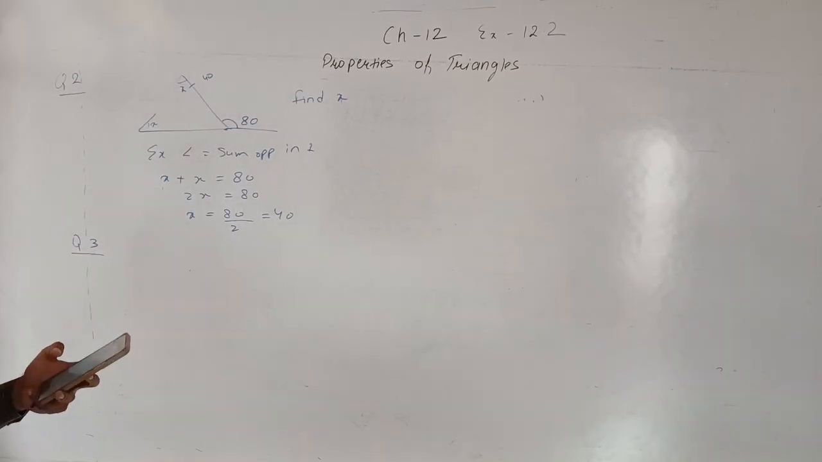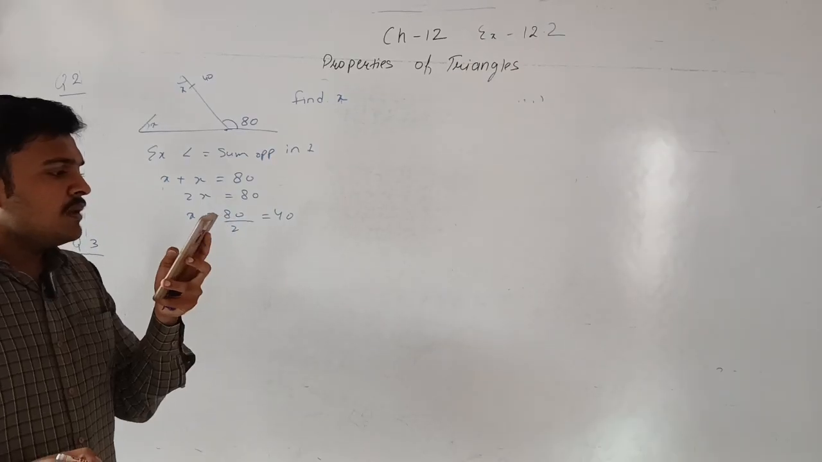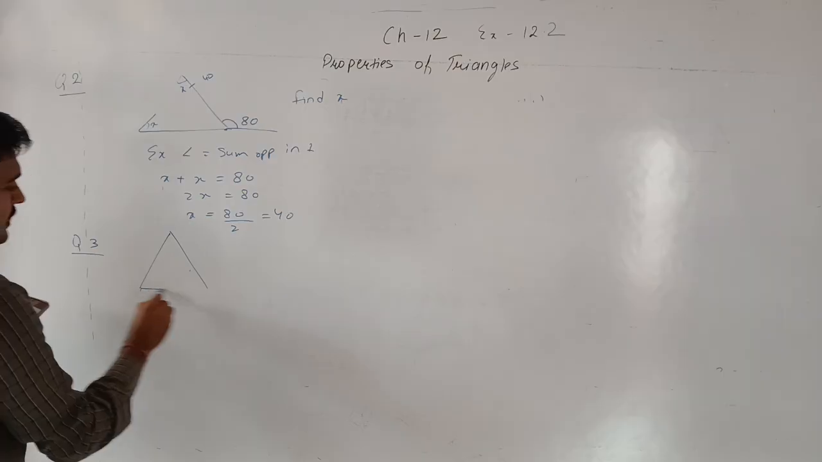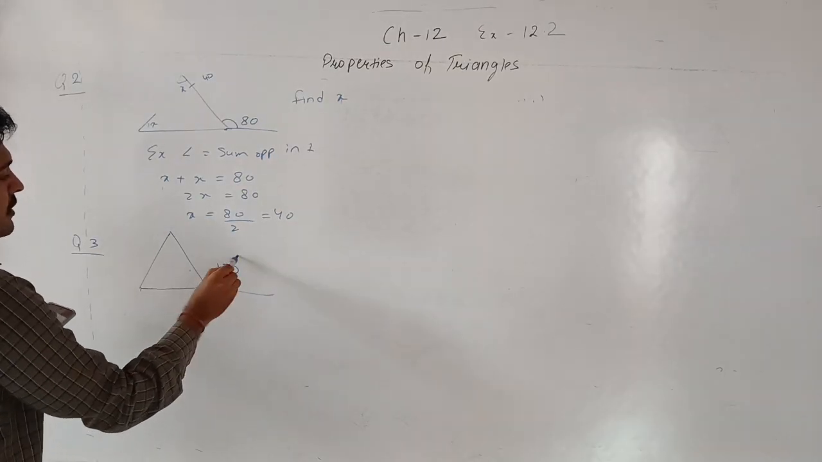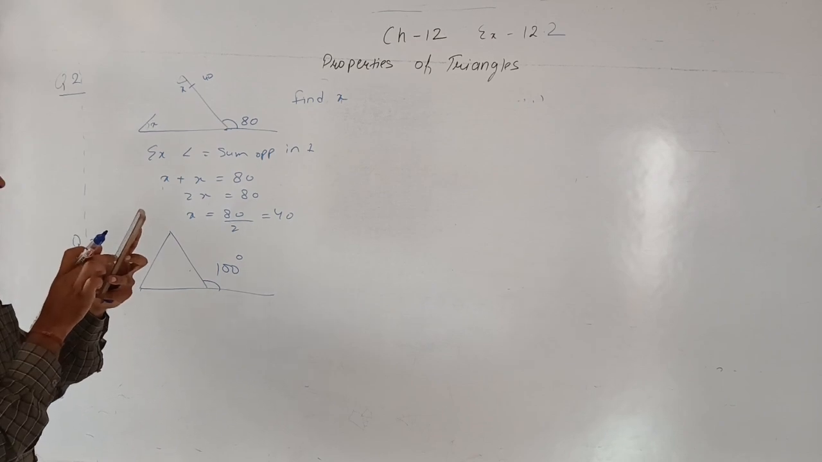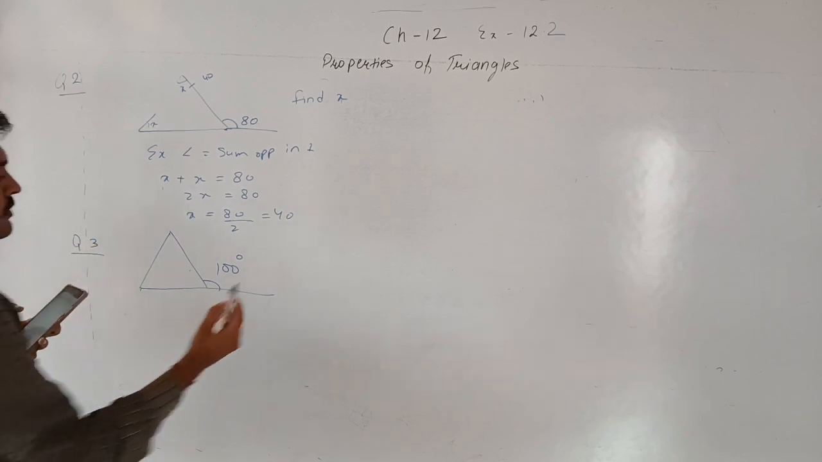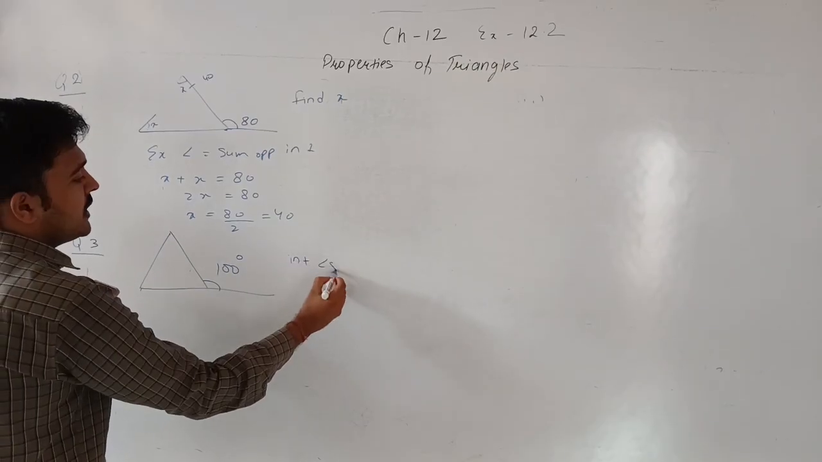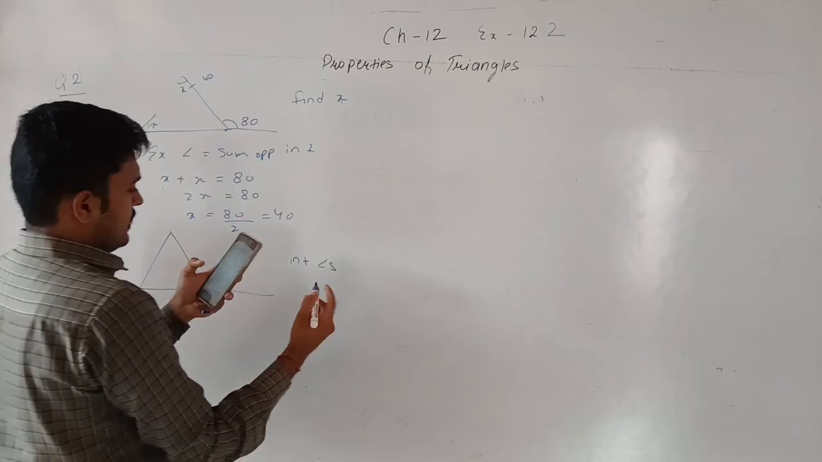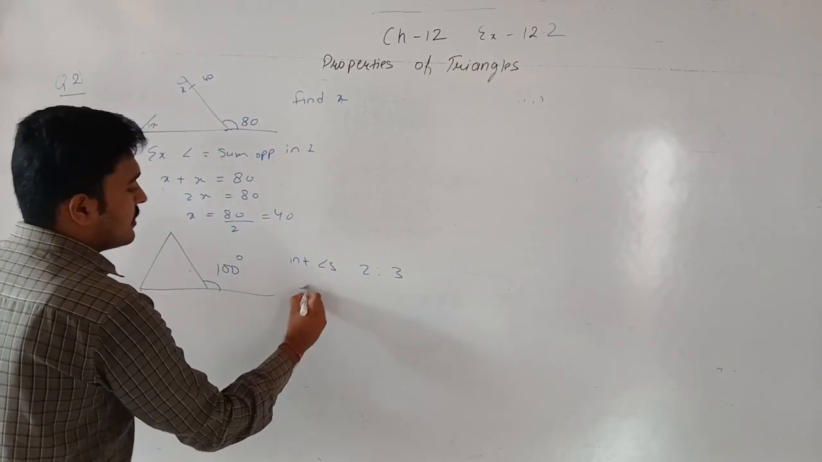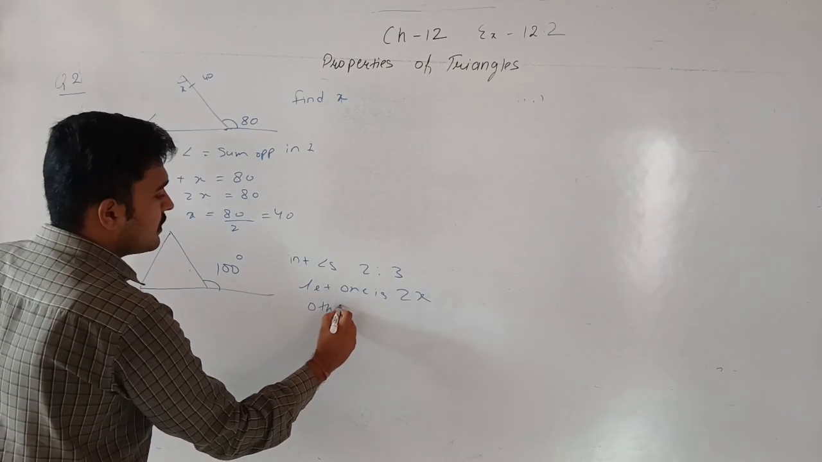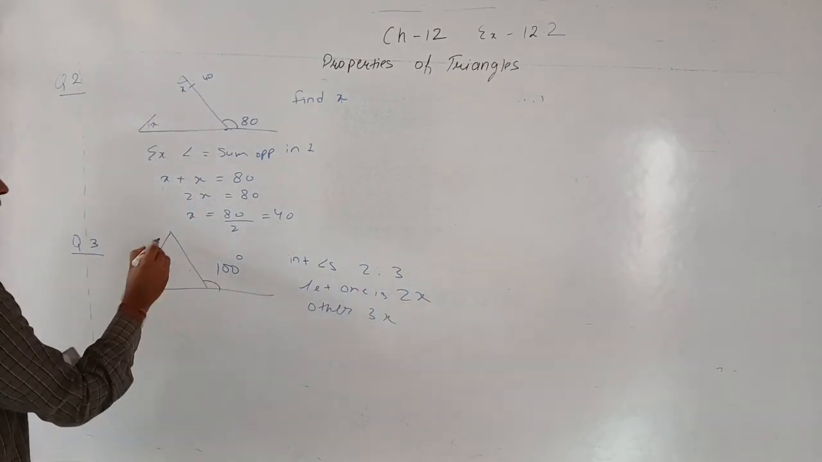Now we're going to do third question. One of the exterior angles of a triangle is 100 degrees and interior opposite angles are in ratio 2:3. Find all the angles of the triangle. So exterior angle is 100 degrees and interior opposite angles are in ratio 2:3. Therefore, we can write these angles as 2x and 3x. Because these are in ratio 2:3, let one angle be 2x and the other angle will be 3x.